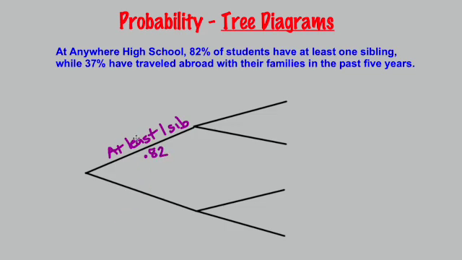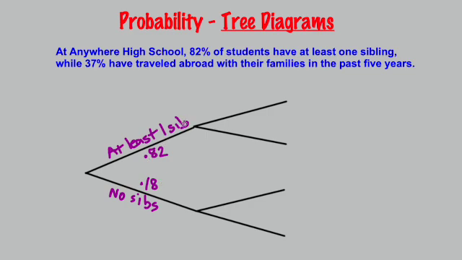So the opposite of at least one sibling is no siblings whatsoever. So I'm going to write no sibs here. And 100% minus 82% is 18%, so I'm going to put 0.18. All right, so that's our first 2 branches right here.